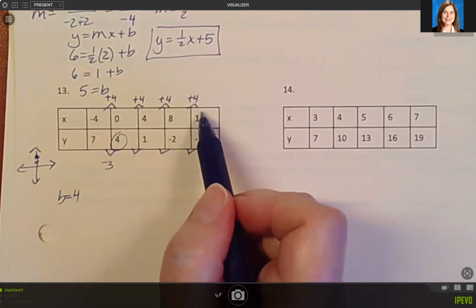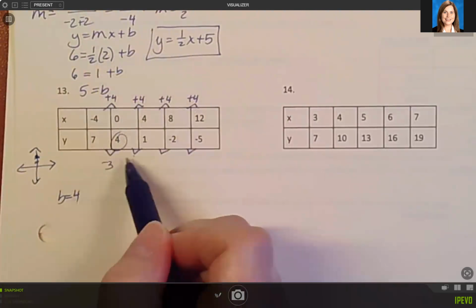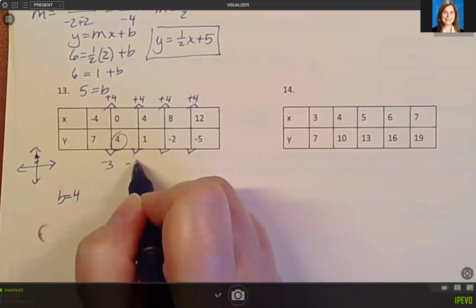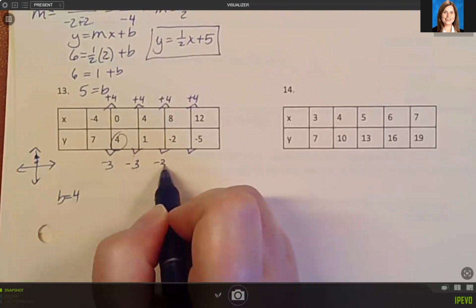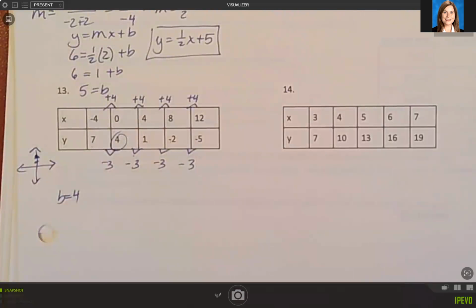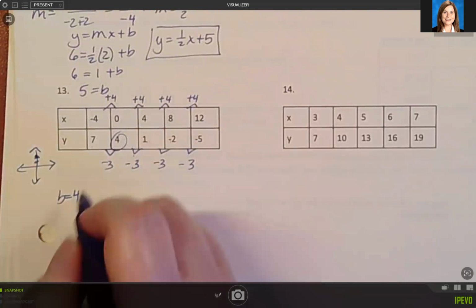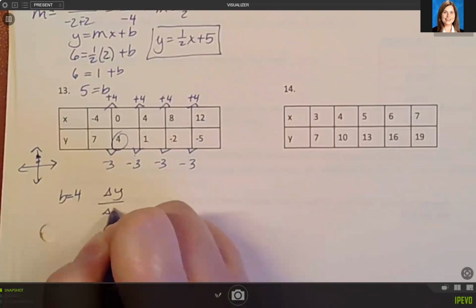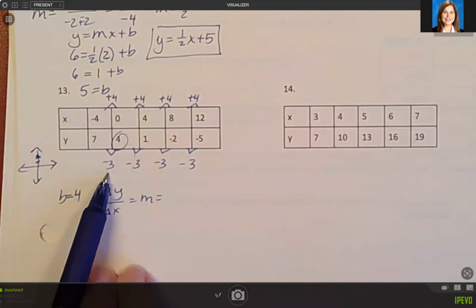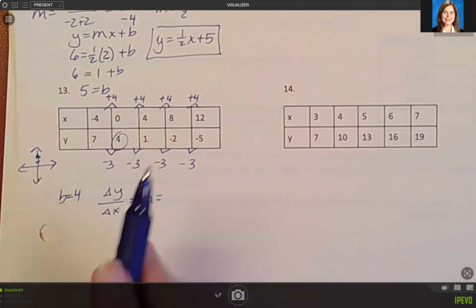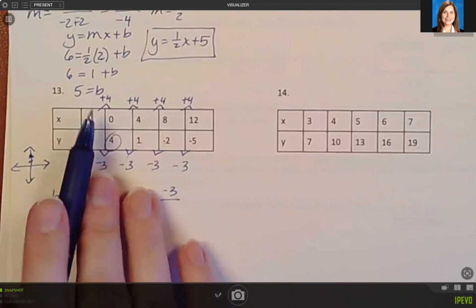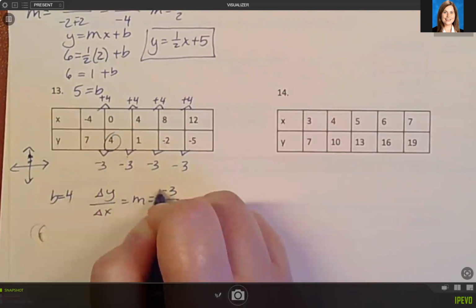Okay, so all the x values are increasing by 4. As x increases by 4, y decreases by 3 because 7 minus 3 is 4. 4 minus 3 is 1. 1 minus 3 is -2. -2 minus 3 is -5. So that's really helpful because it lets us see our change in y over change in x. Our slope is going to be equal to, what was our change in y, our rise? -3. And what was our change in x? Our run, +4. So our slope is -3/4.